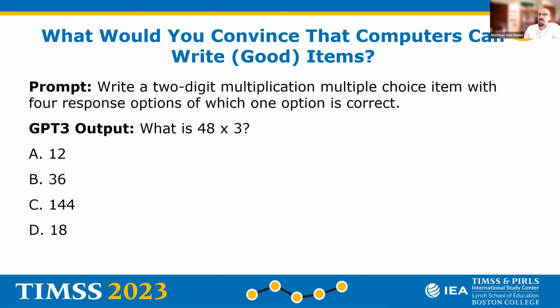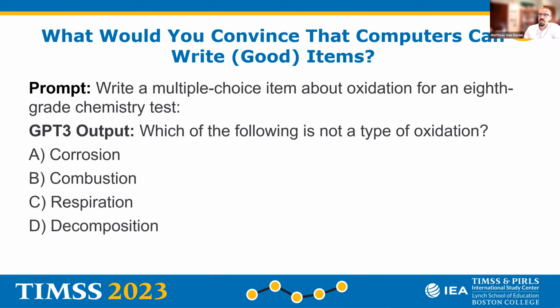When you try it, you write as a prompt: write a 2-digit multiplication multiple choice item with 4 response options, of which 1 option is correct. Then GPT-3 does this. Not very impressive, but actually it is. Even that simple item is pretty impressive. There's 1 correct response, so it followed the instructions and made that item without any further intervention from my side. So I gave it what it should do, and it produces an item.